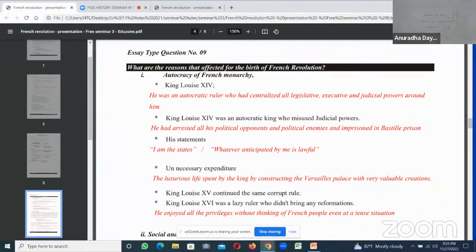And you must write about the unnecessary expenditure and the luxurious life spent by the king, constructing the Versailles palace with very valuable creations. King Louis XV continued the same power. King Louis XVI was a lazy ruler who did not bring any reformations. He enjoyed all the privileges without thinking of the French people, even in a tense situation. Blend this into a paragraph and write under the heading, Autocracy of the French Monarchy. I have taken that as a separate heading.